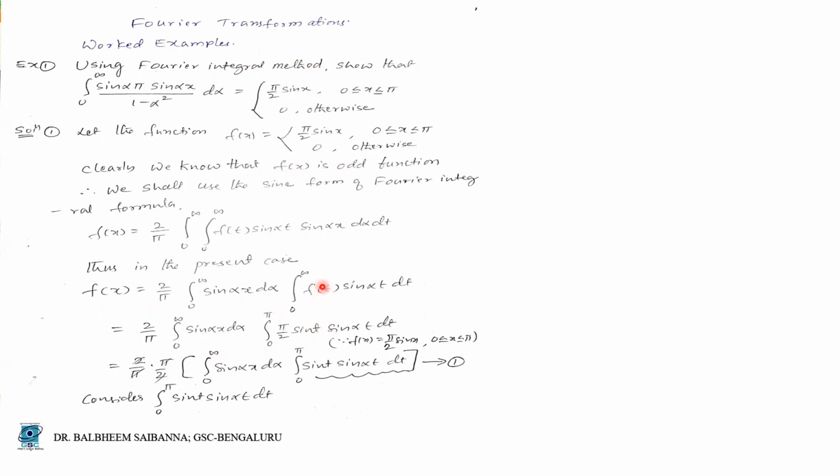Then look here, f(t). What is f(t) here? f(x) is π/2 sin x. It is in terms of x, but we want it in terms of t. We are writing f(t) sin αt. How will we get this one? Here in this form, π/2 sin x. f(t) = π/2 sin t, with this sin αt dt as it is.